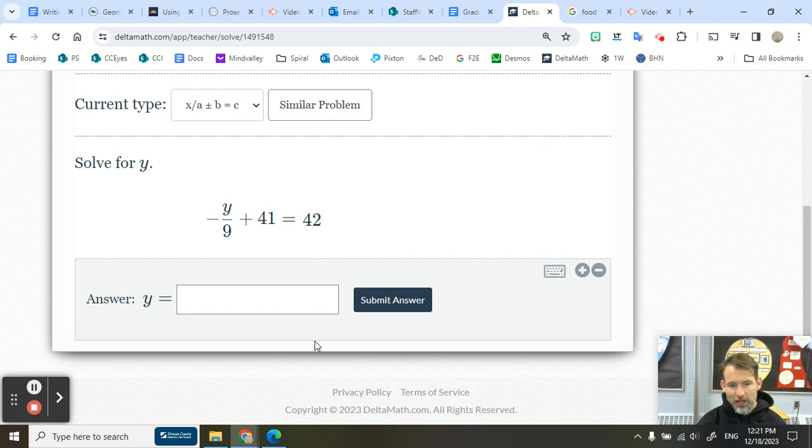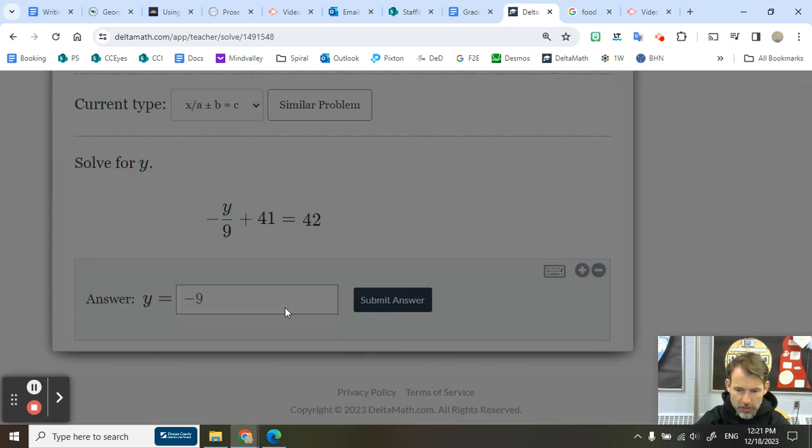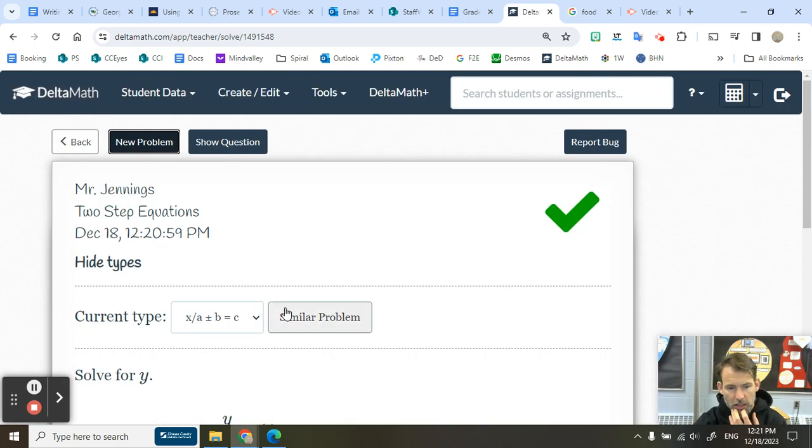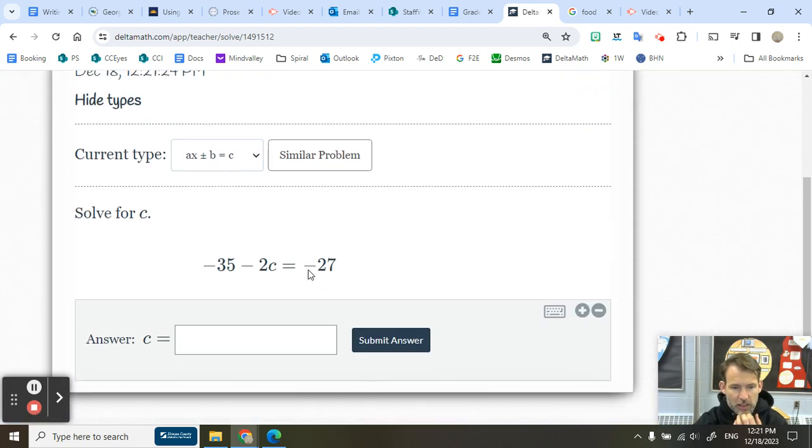This one here, I'll do it in my head. I'm going to subtract 41 from both sides. 42 minus 41 is 1. So I have negative y over 9 is equal to 1. I multiply both sides by negative 9. Y is equal to negative 9. Oops. What was that? Yay. Let's do another.